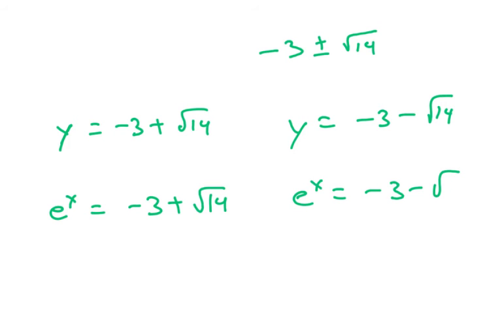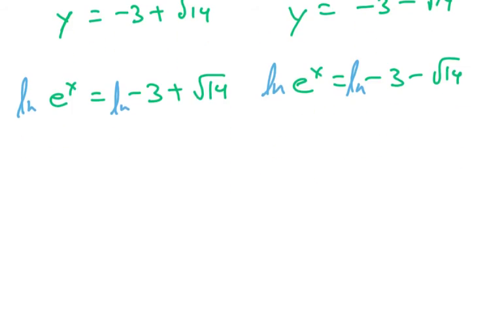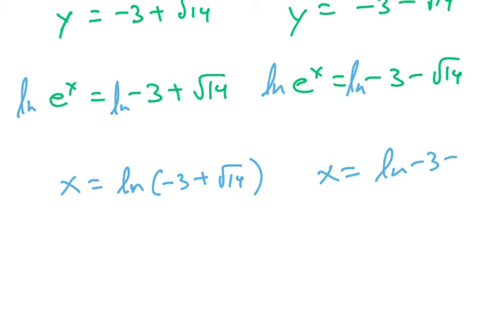So more of the same. How do we get rid of the e? We take the natural log. I'm sorry, how do we bring the x down? We take the natural log of both sides. We have x equals natural log of negative 3 plus square root 14, and I'm putting the parentheses to emphasize that. And this was negative 3 minus square root 14, which, by the way, even without a calculator, you should know that that one's going to be incorrect because you're adding two negatives.